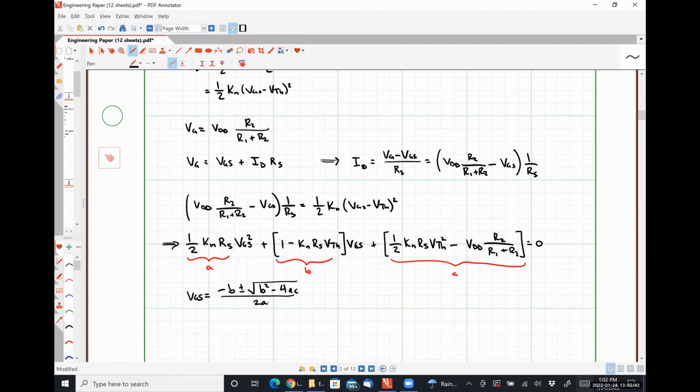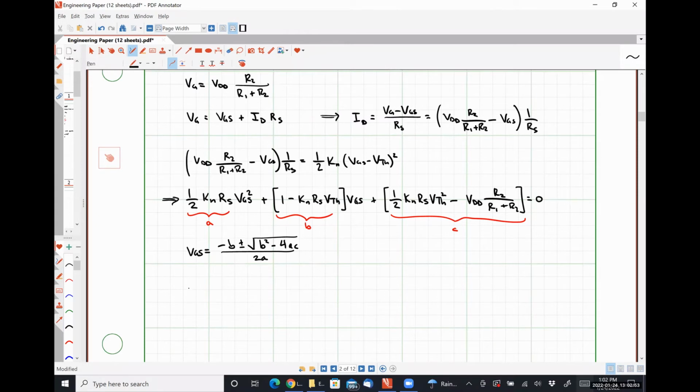So with the positive solution, and so many common terms throughout this thing, I actually suffered through the algebra, and we can find that VGS reduces to VTH minus 1 over KnRS plus the square root of (1 over KnRS) quantity squared plus 2 over KnRS times VDD times R2 over R1 plus R2 minus VTH.